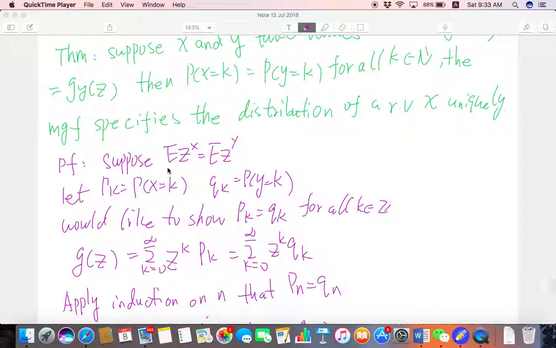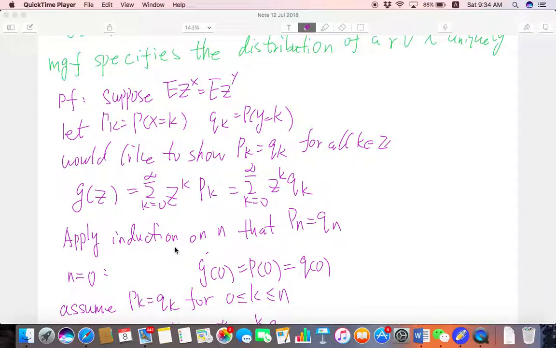We know that the two moment generating functions are identical to each other, and we are going to prove that p_k equals q_k for all k belonging to positive integers. So we just write out the formula of the moment generating function explicitly, and since the two moment generating functions of two distributions are identical, then there is an equivalent relationship between each other.